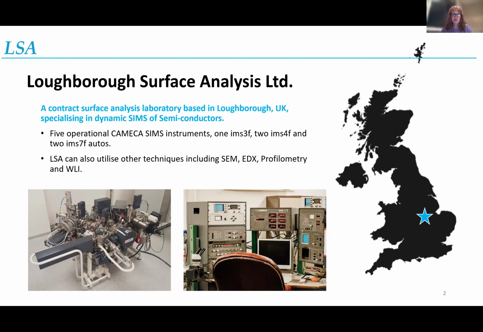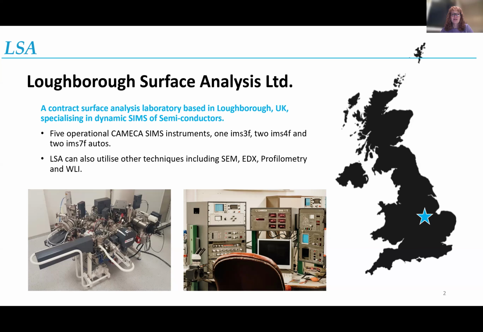The majority of the work we do is for the semiconductor industry, whether it be contamination or doping profiles and matrix profiles as well. But we also do other work such as R&D with universities, metal alloys, as well as other inorganic materials as well. Providing it can go in a vacuum and we can control the charge, we give it a good go at doing SIMS profiles on it.